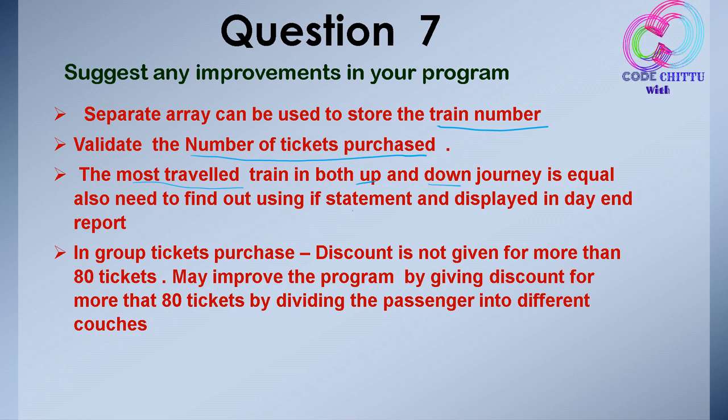And next improvement: in group ticket purchase, discount is not given for more than 80 tickets. Clearly I told it's not given. That we also referred to in the limitation. So I may improve the program by giving discount for more than 80 tickets by dividing the passengers into different coaches. In my software, if there are more than 80 people, it can divide them so these people sit in this coach, those in that coach. The software has to divide and give separate tickets for 10 people and 80 people in different train coaches. For the next coach in the train number, you can have coach 2, coach 3. For that also I can maintain differently.